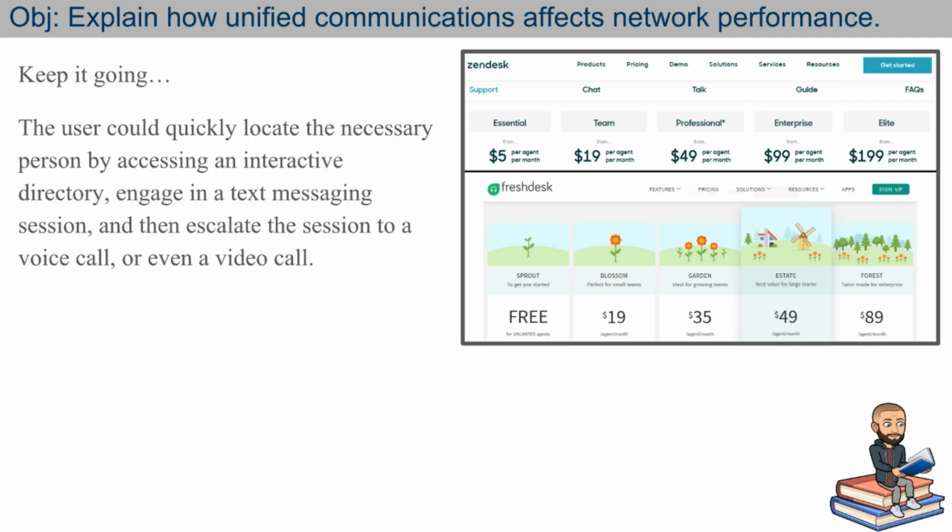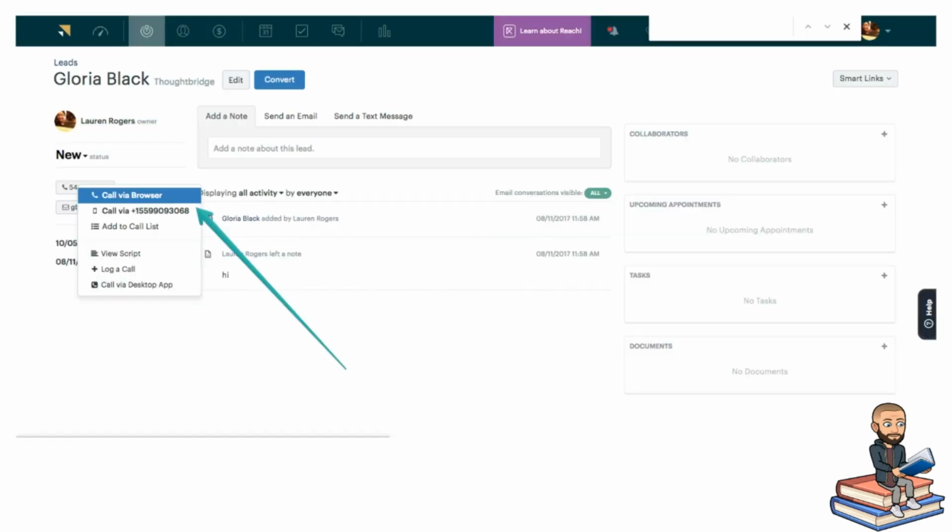This slide goes on to say that the user could quickly locate the necessary person that they need to collaborate with by accessing an interactive directory, engage in a text messaging session, and then escalate the session to a voice call or even a video call. And there are services out there already that will allow you to do this. And that last concept is just not difficult to wrap your mind around, that maybe you start by chatting with somebody and you need to escalate that to a phone call. Well, you'll be able to do that.